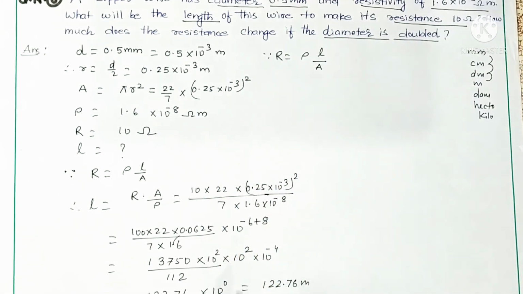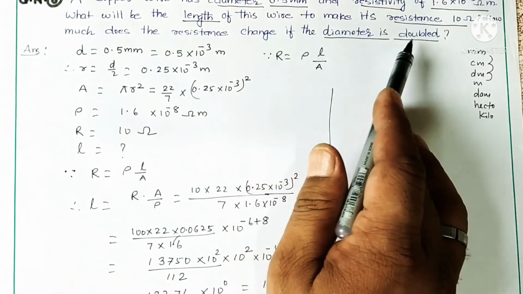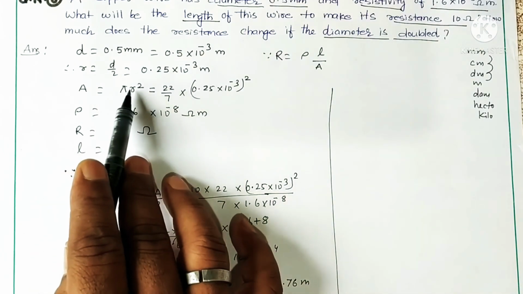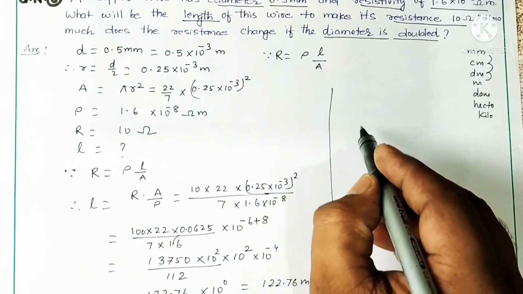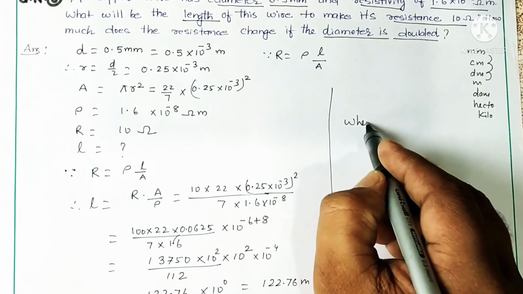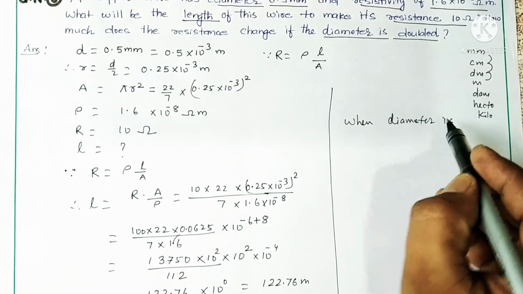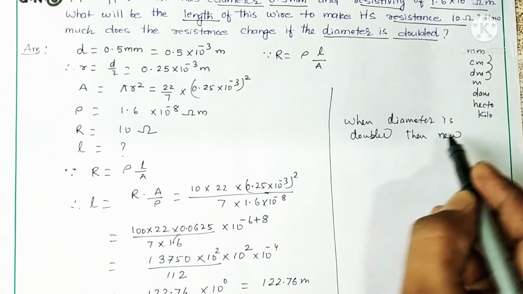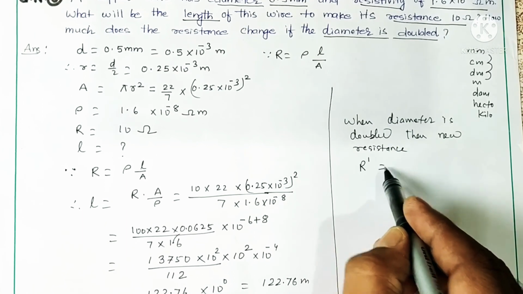Now the second part is what is asked: how much does the resistance change if the diameter is doubled? You may proceed like this also, just take 2r the whole square, but we will not do that. Simply we will find, when the diameter is doubled, then the new resistance, which I am taking as R dash, what it will be.